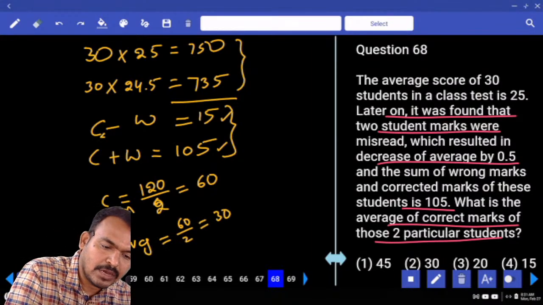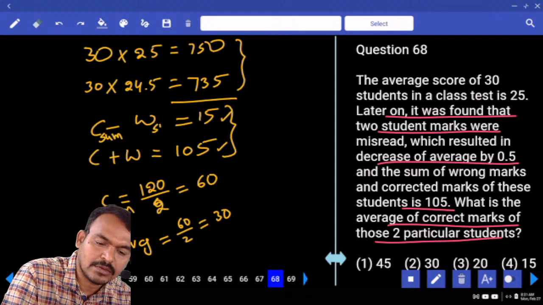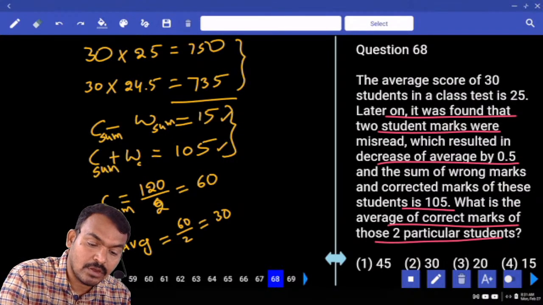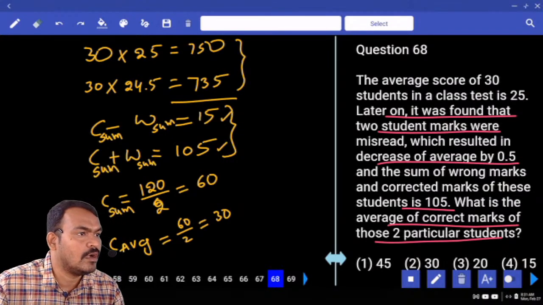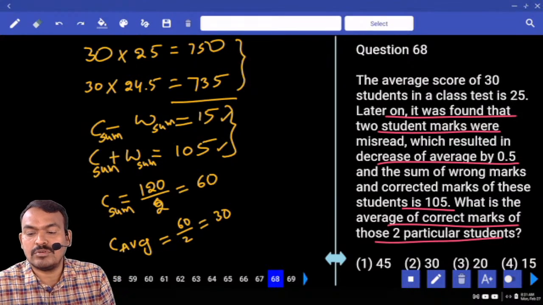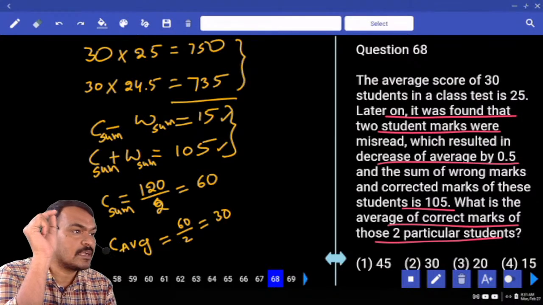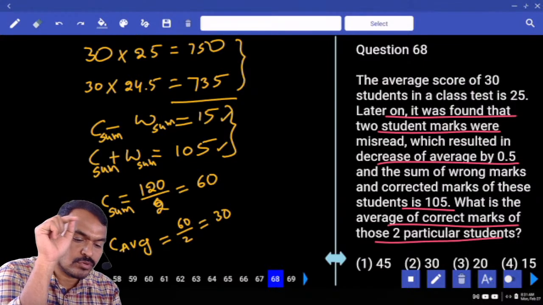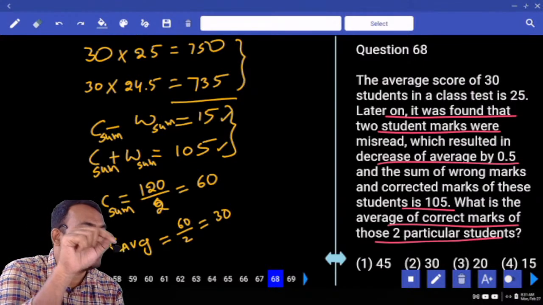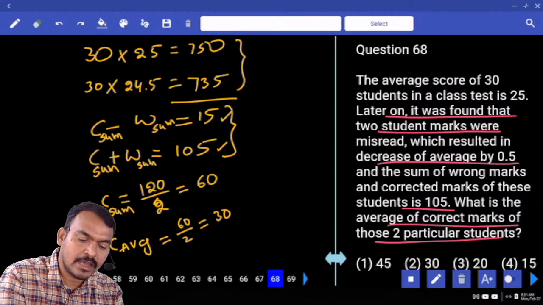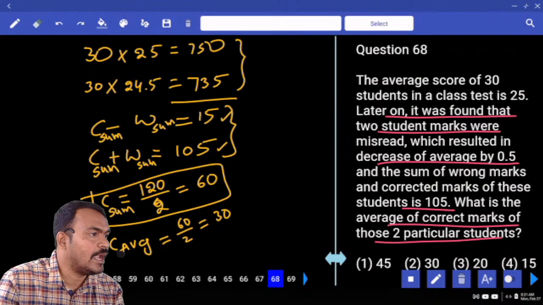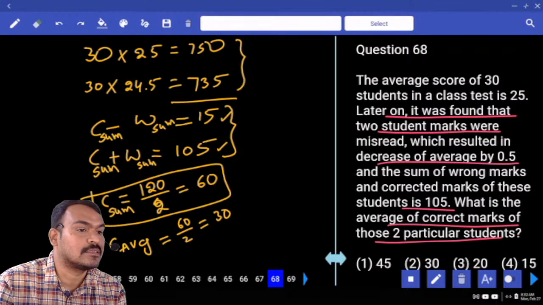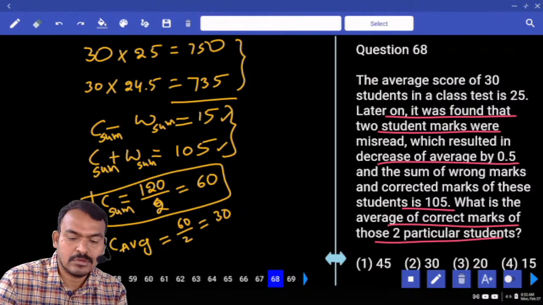Correct marks sum minus wrong marks sum, the difference is 15. Correct marks sum plus wrong marks sum is 105. Here the two students are taken together. Two students' correct marks sum, two students' wrong marks sum, the difference is 15. And the two students' correct marks sum plus wrong marks sum is 105. Then adding both and dividing by 2, we get 60. That is the correct marks sum. But we require the correct marks average. Again 60 by 2 is 30.